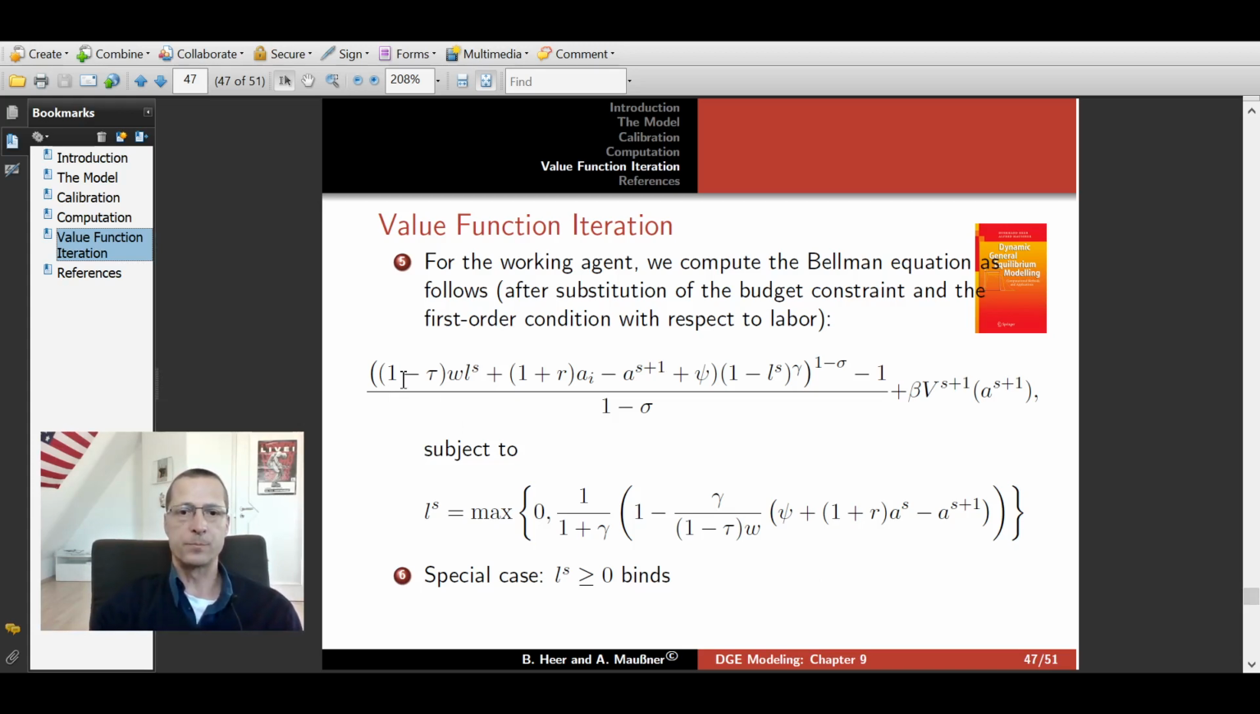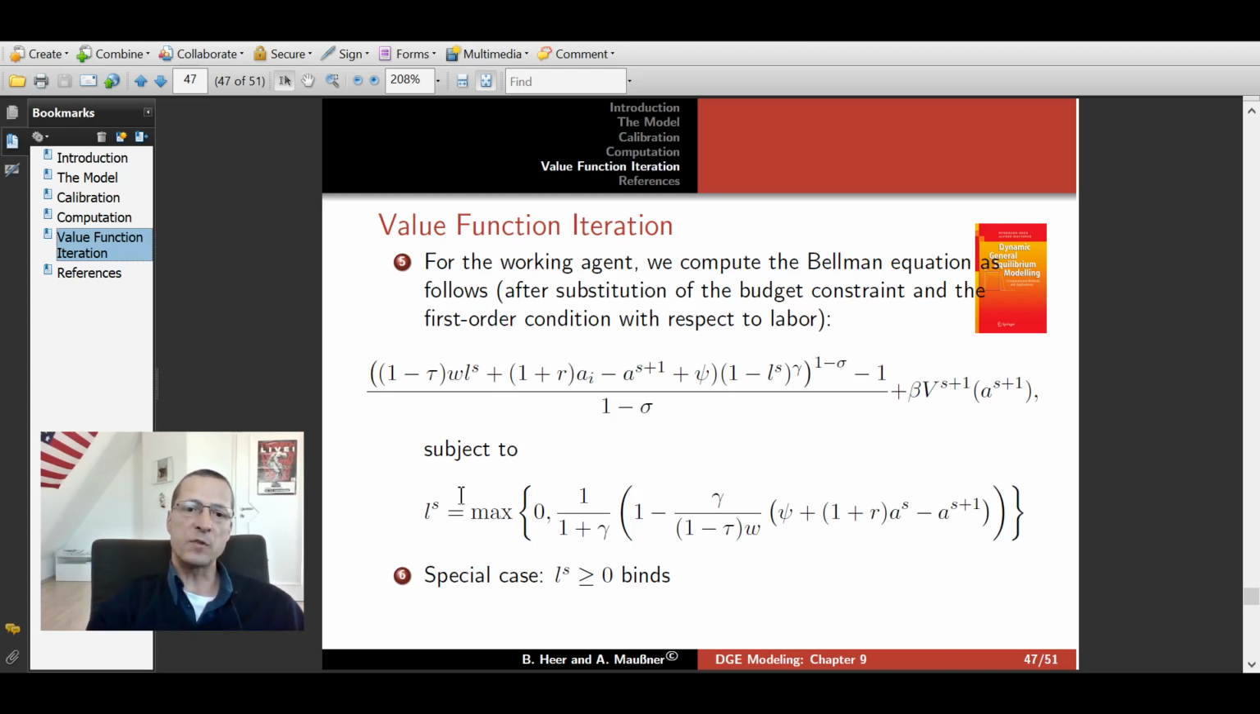So here is the right-hand side of the Bellman equation that we would like to maximize for the working agent at age 40. He gets wage income (1 minus tau) W LS, interest income R times AI, the grid point that we consider, plus, of course, the wealth that's left, AI, minus next period savings, AS plus 1, plus C. We have the labor supply LS, which gives us leisure 1 minus LS. And we have the tabulated values of next period's value function at the grid points AS plus 1.